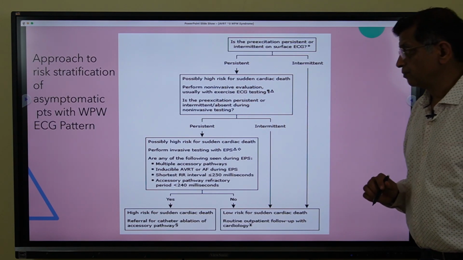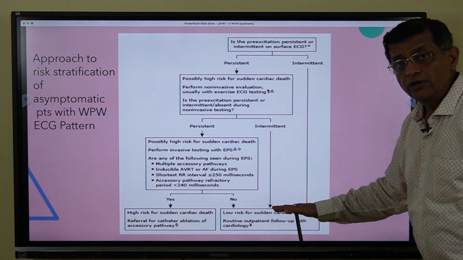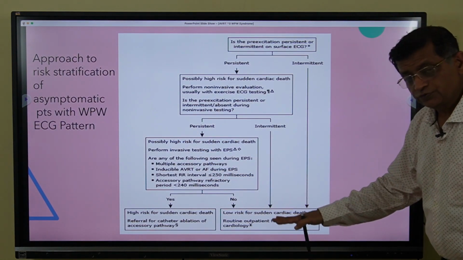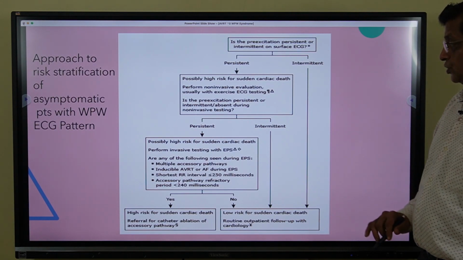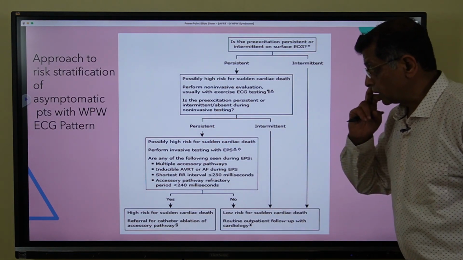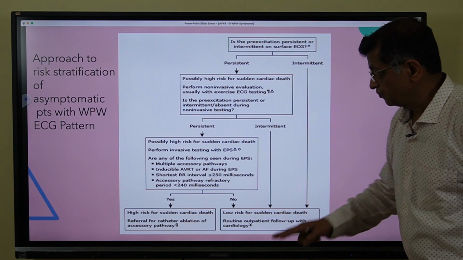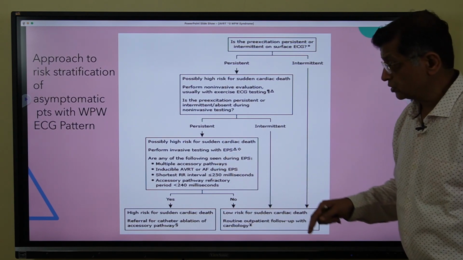So get a TMT done. During TMT, is it intermittent WPW or persistent? If it is intermittent, again low risk for sudden cardiac death. So routine outpatient follow-up in cardiology. If it is persistent, then during the TMT, see for red flags. Multiple accessory pathway, perform invasive testing with EPS.